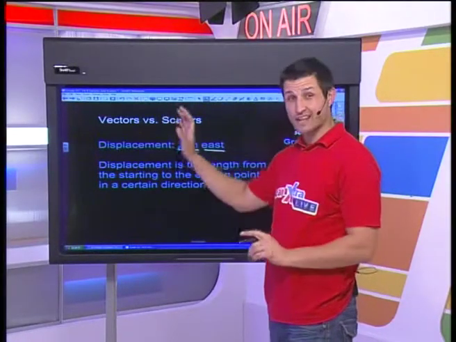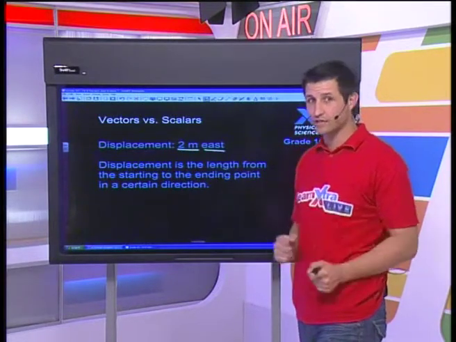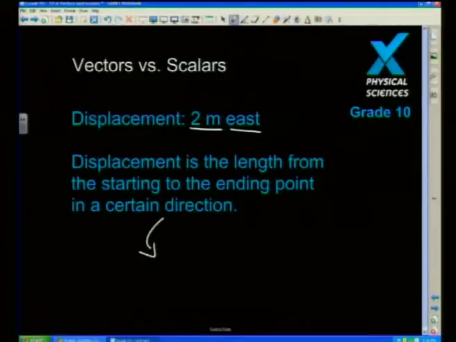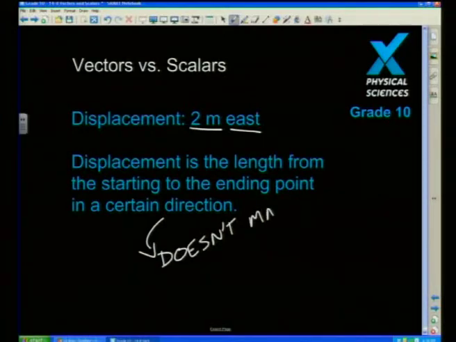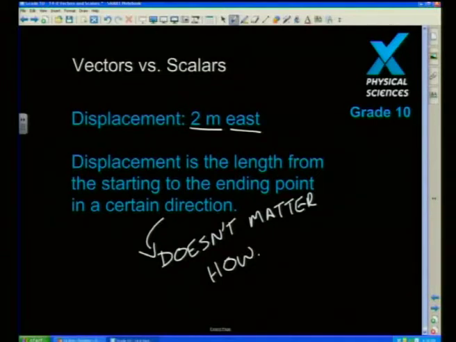Now one of the things that I haven't actually put here is that displacement doesn't actually tell you how you got there. So now I'm just going to put this down here. So it doesn't matter how we got there. Now the question is, why are you saying it doesn't matter how? Well, displacement only cares about the result. What is the result of what I'm doing? Where did I land up?